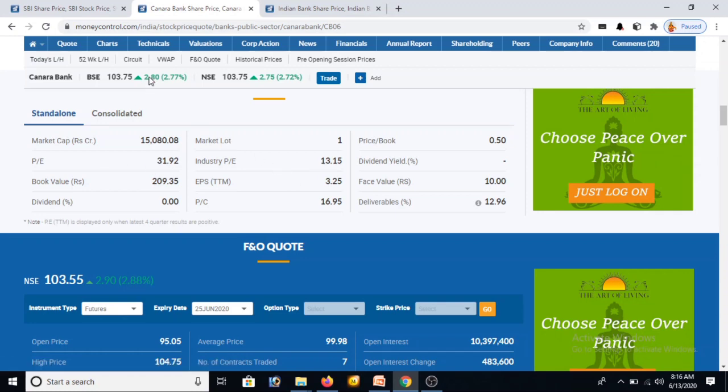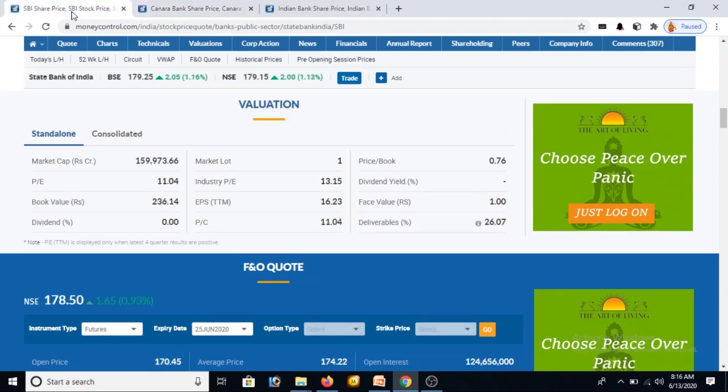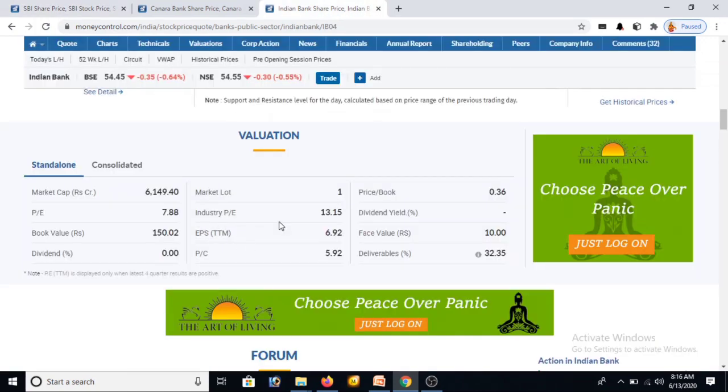So when we compare the Canara Bank PE with that of industry PE, we can see that the Canara Bank PE is very much on the higher side. That means the price of Canara Bank is overpriced, whereas the price of SBI is underpriced. Let us take the example of Indian Bank. In the case of Indian Bank, look at this, the industry PE remains the same, that is 13.15, whereas the PE of Indian Bank is 7.88. So we can assume that this Indian Bank price, that is 54.55, is very much on the lower side.